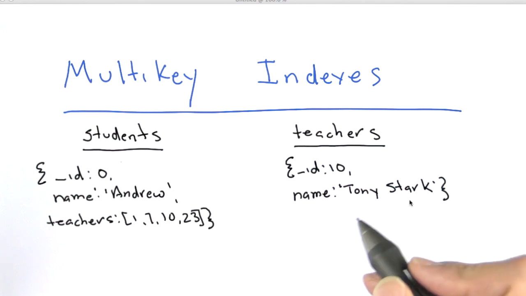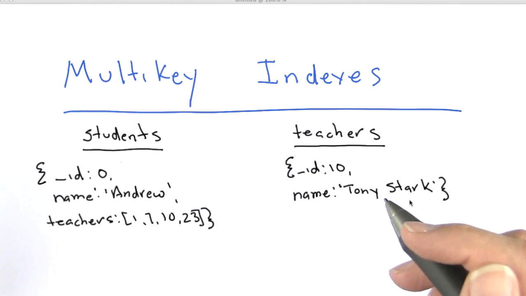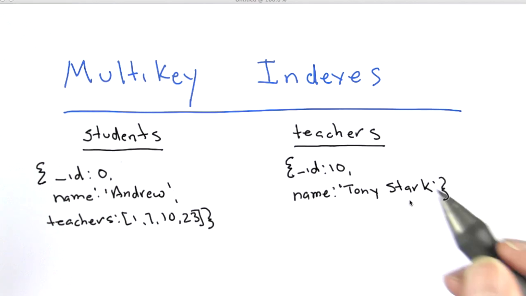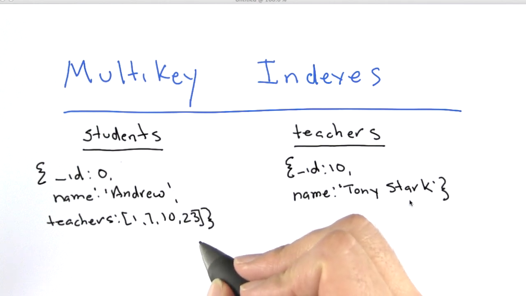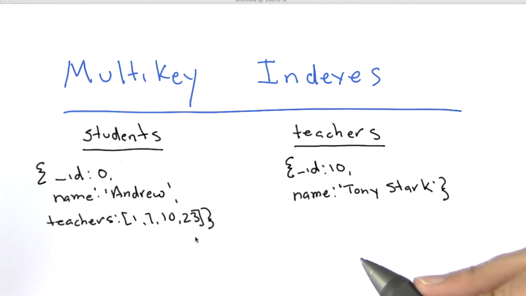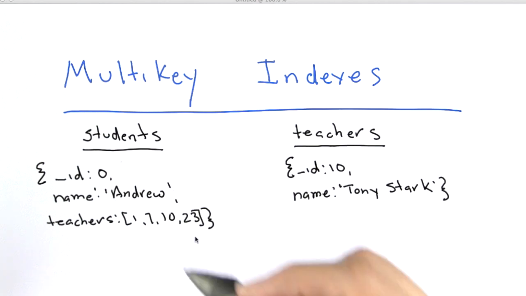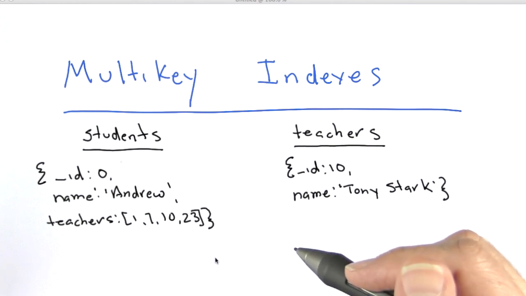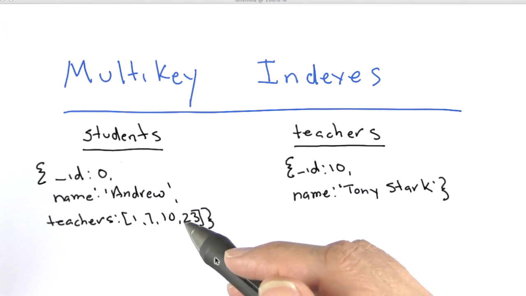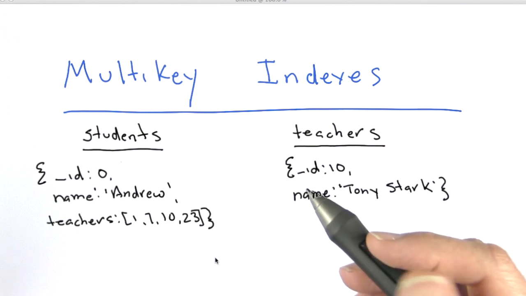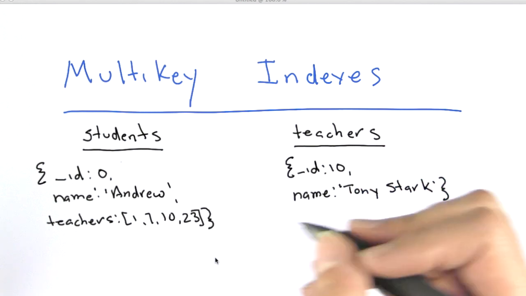Now there are two obvious queries. One is, how can I find all the teachers that a particular student has had? And the other is, how can I find all the students who have had a particular teacher? Let's go over the first one, which is, how do I find the teachers for a particular student? That one is straightforward because I can simply search this collection.